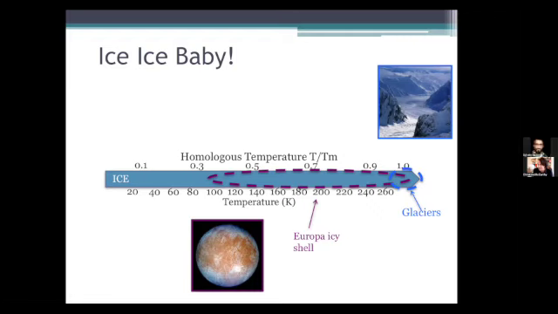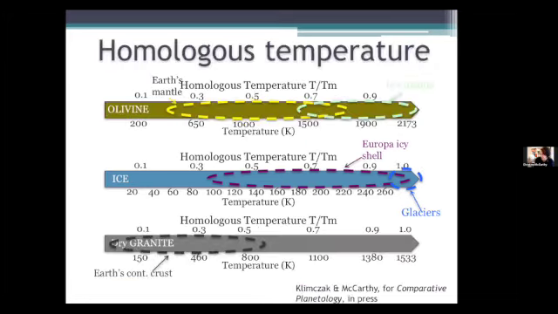Today, though, I'm going to be focusing more on this end of homologous temperature space where ice on Earth tends to live. So this is very high homologous temperature. And I'll be sharing some results from friction experiments that we use to try to understand glaciers.